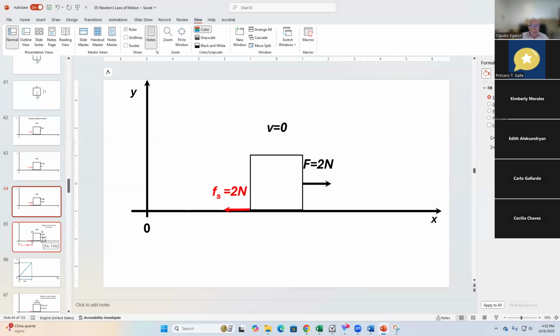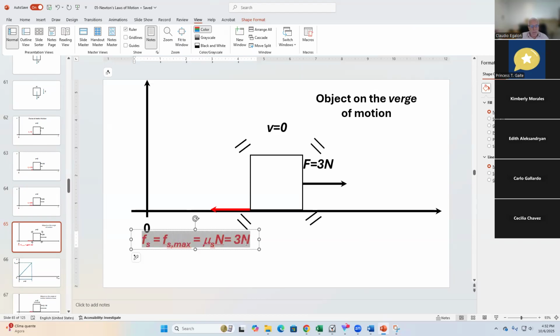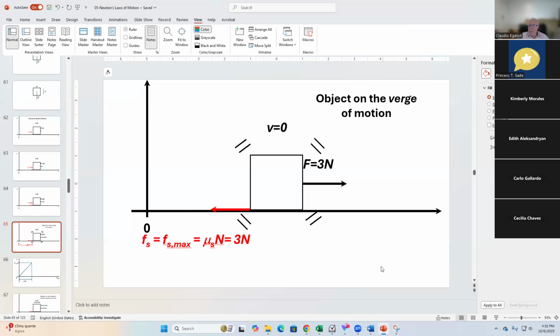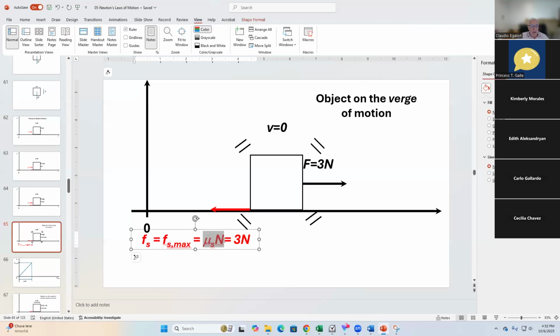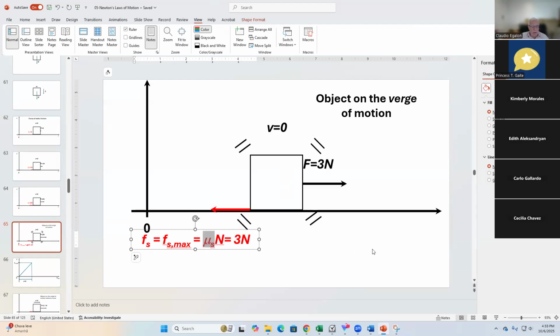You can keep on doing this experiment until you reach a limit in which the object is on the verge of motion. When the object is on the verge of motion, it's still not moving. That's when we reach a maximum value for the force of static friction. This maximum value is given by this equation here, depends on the normal force that the object is subjected to, and depends on a coefficient that can be measured in the laboratory.